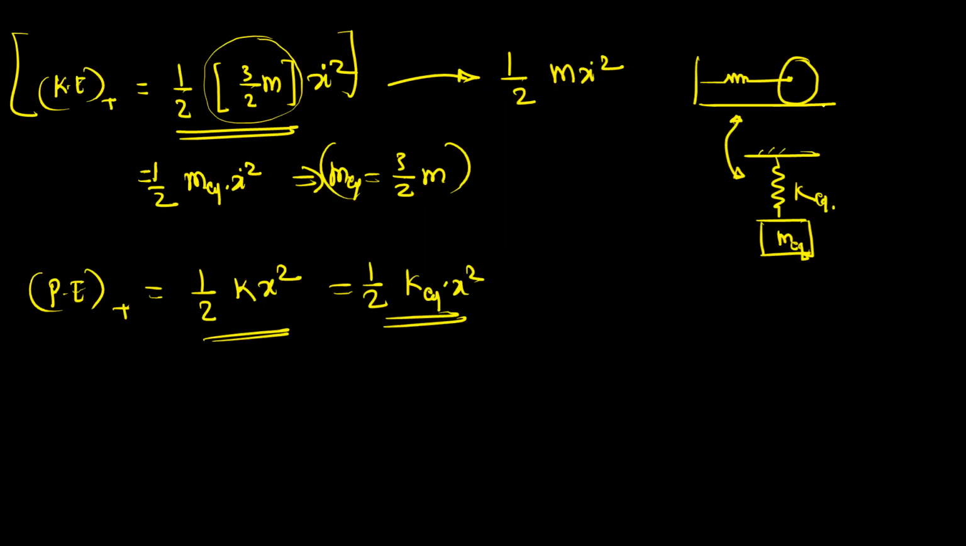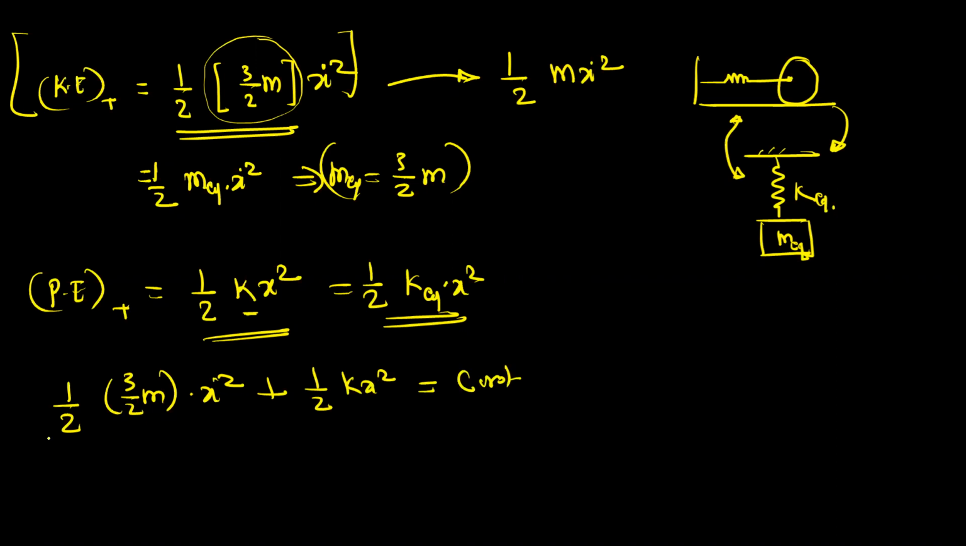So if you convert this system into this simple spring mass system, then M will be 3 by 2 M and K will be directly K equivalent, it will become directly the K value. Now write the equation, kinetic energy plus potential energy is equal to constant. So I will write here 1 by 2 into 3 by 2 m x dot square plus 1 by 2 kx square is equal to constant.